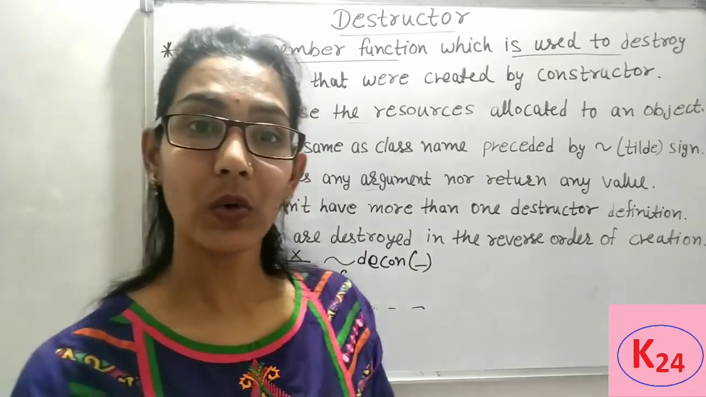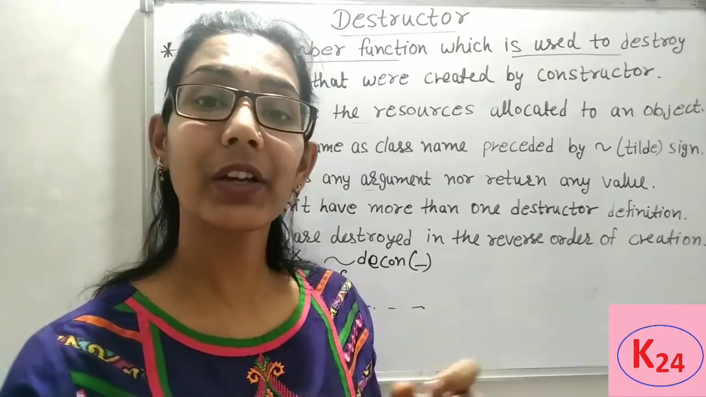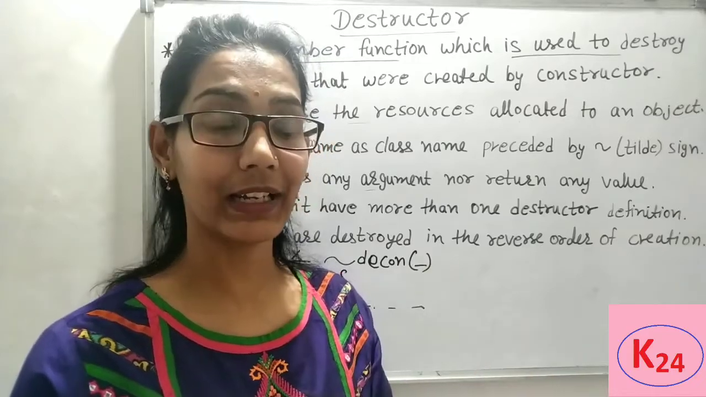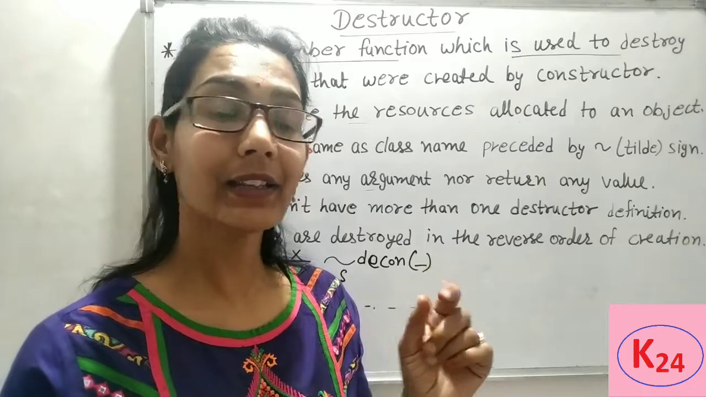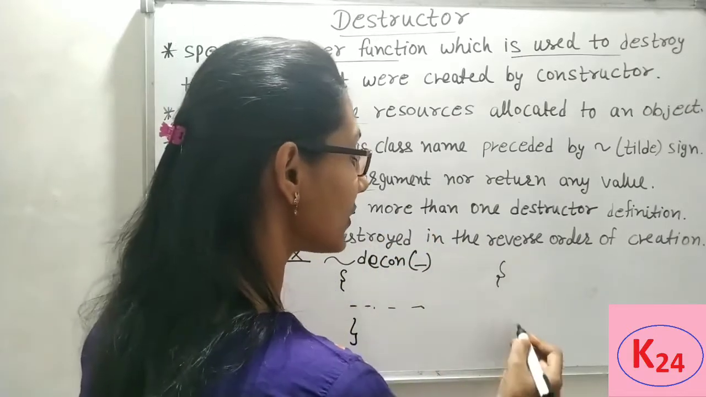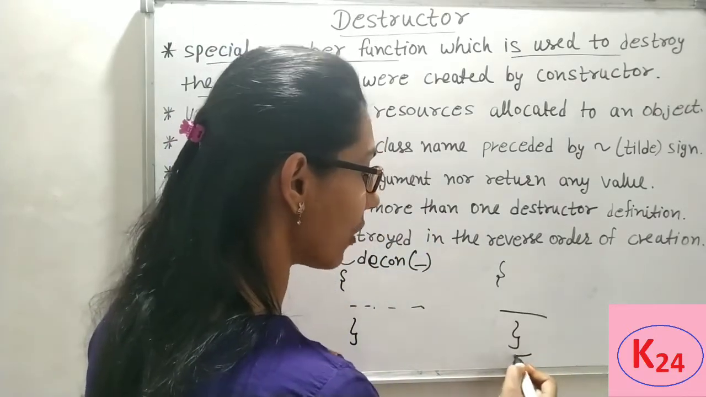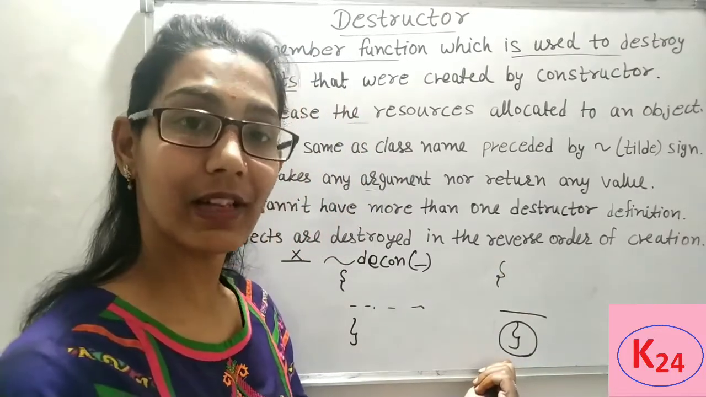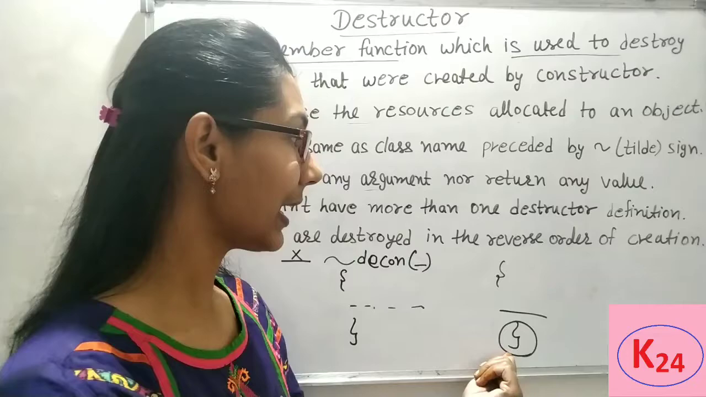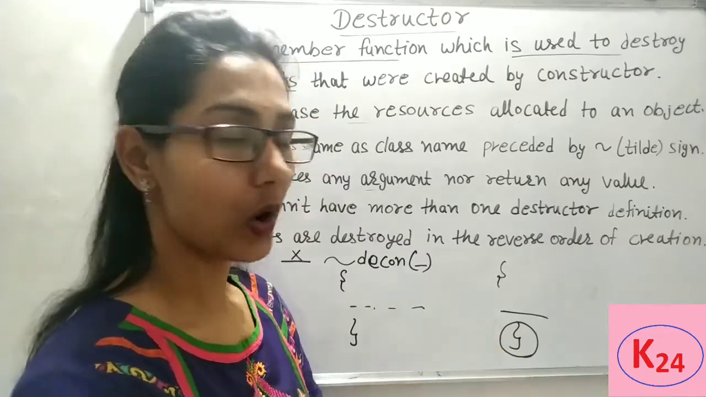And now next, a destructor is not called explicitly. It is called automatically by the compiler when the closing braces are encountered. So in the program, when the closing braces are encountered, at that time the destructor will be called.